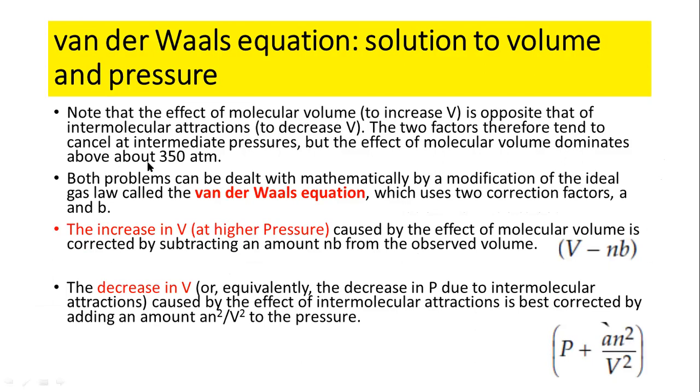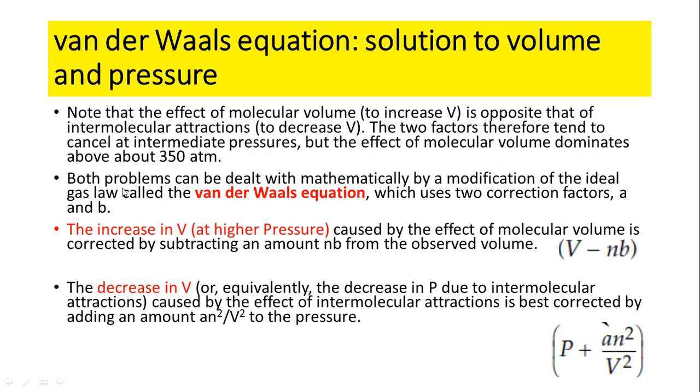So what we have discussed right now is that the effect of the molecular volume, which is to increase the volume, is opposite to that of the intermolecular attraction, which is to decrease the volume. That means by increasing the pressure, in the first assumption we discussed, there is an increase in the volume, so you have to correct that. And due to the intermolecular attraction, there is a decrease in volume. So when there is an increase and a decrease in the volume, these two factors tend to cancel at intermediate pressure. But the effect of the molecular volume dominates above about 350 atmospheres, away from standard temperature and pressure conditions. So this effect is not going to be cancelled out. Now you have to correct the pressure and the volume.